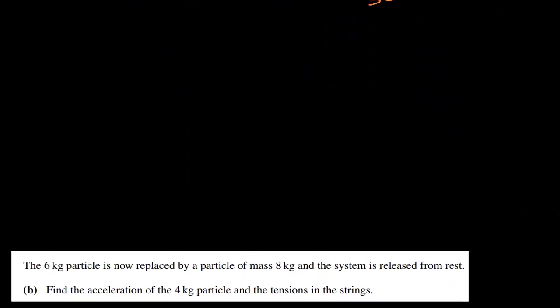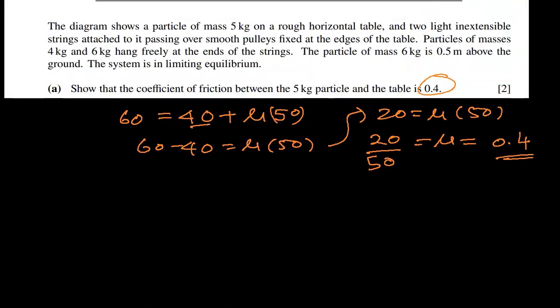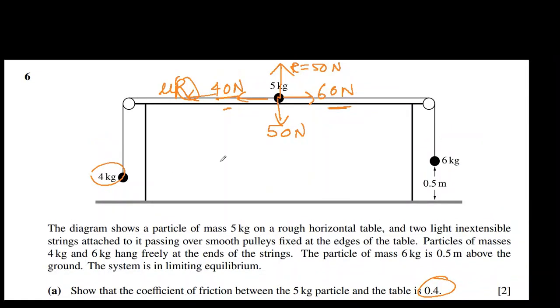The 6 kg particle now is replaced by a particle of 8 kg. Now it will not be in limiting equilibrium. The system is released from rest. Find the acceleration of the 4 kg particle and the tensions in the strings. Okay. They're asking the acceleration of the 4 kg particle. Does that make sense? Because the whole system will move. That means the acceleration of 8 kg, 5 kg and 4 kg, all of them will have the same acceleration, but they are asking only for 4 kg. So there's no need to worry about it.